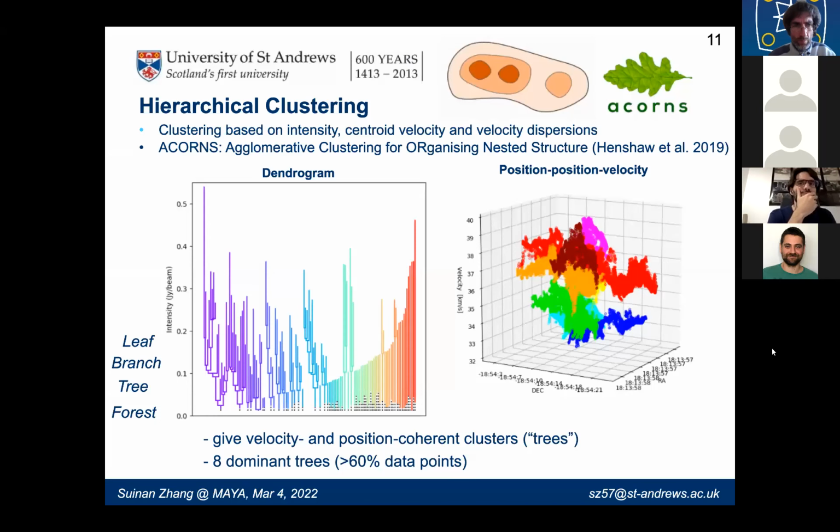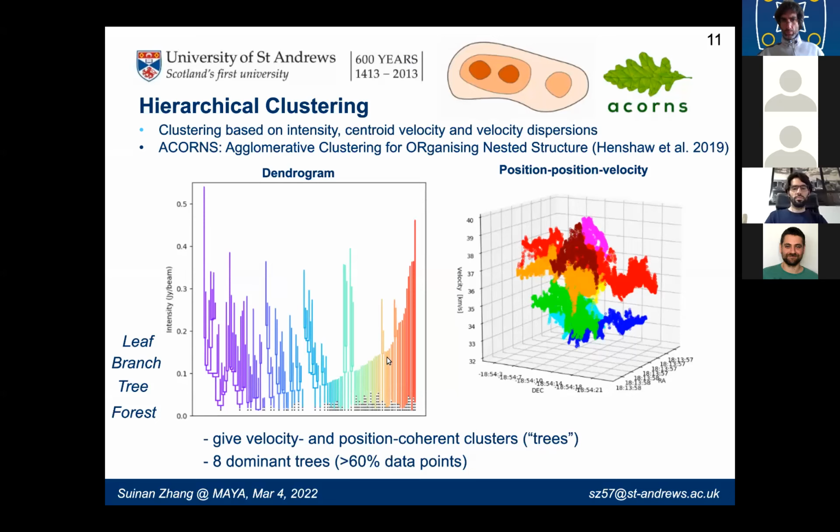On the left panel, I'm showing a dendrogram showing the result of the clustering. A dendrogram is the graphical representation of the hierarchical structure of the dataset. Acorns identified velocity and position coherent clusters, and we call them trees. These trees are plotted in the dendrogram with different colors. Some of these trees contain substructures, which are referred to as branches and leaves.